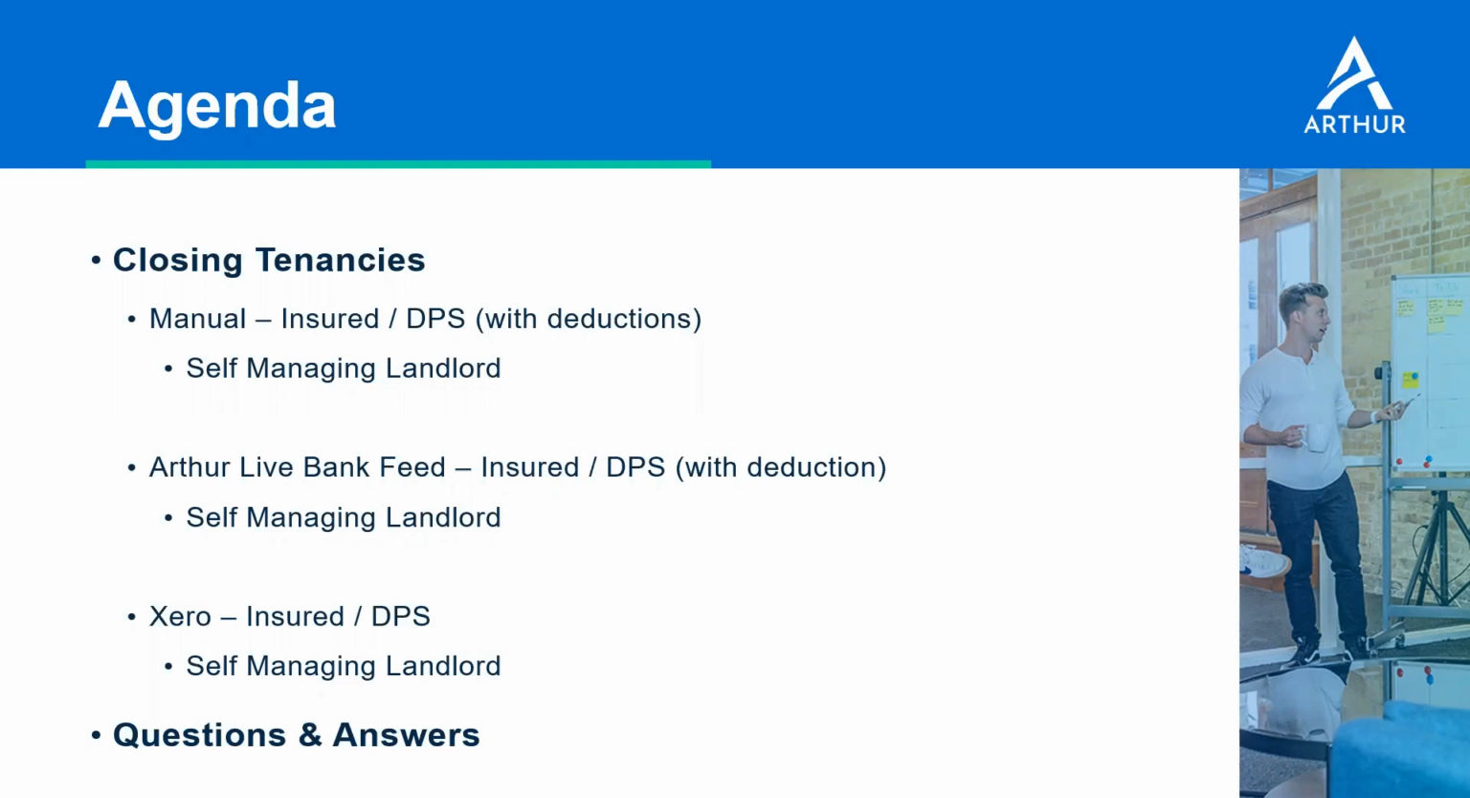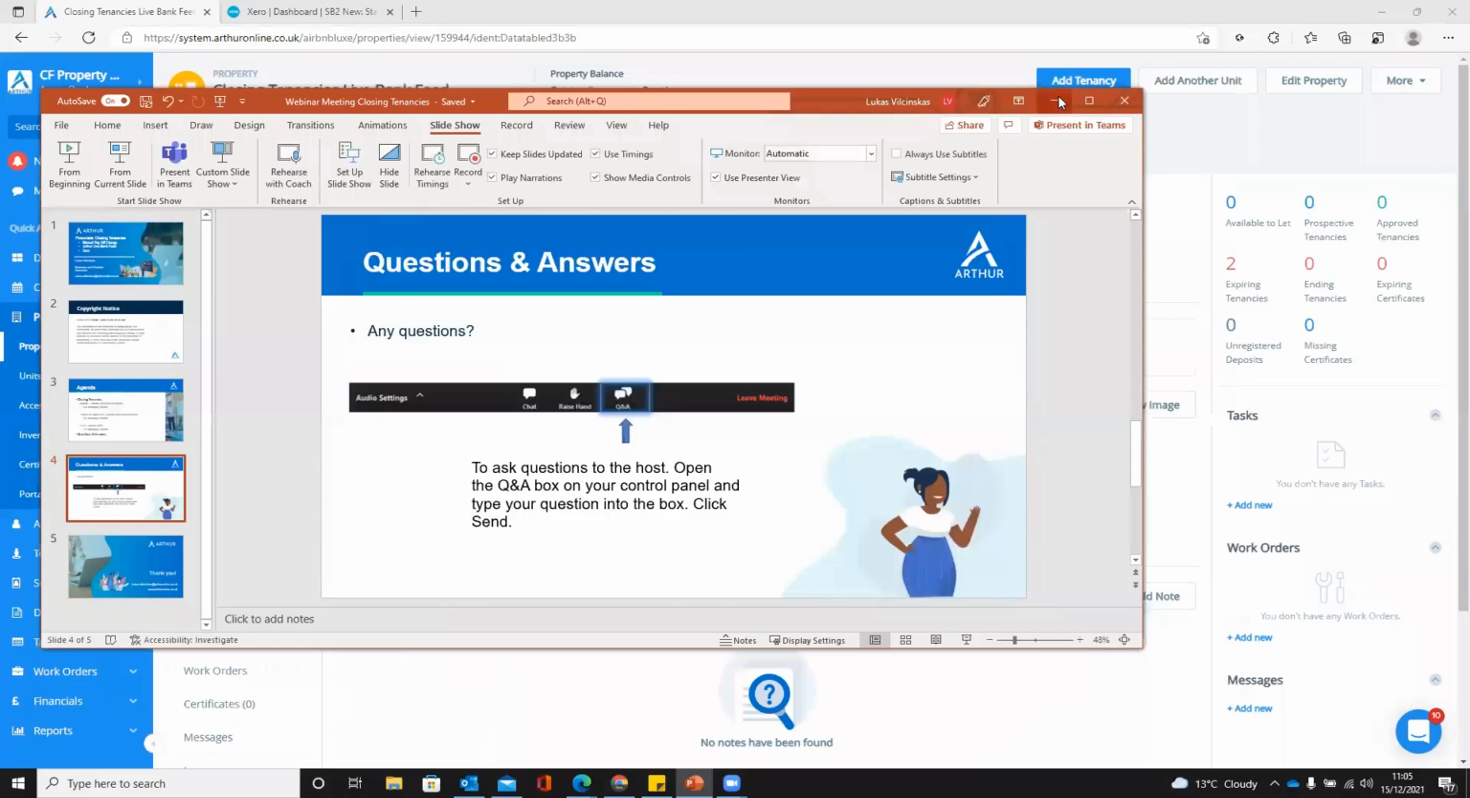Yeah, okay. Right, so we'll be going through DPS as well. This is where a third party is holding the money, and a lot of clients are confused on how to record this in Arthur, and encounter some problems. So I'll be going through that now. Let's exit out of this and begin.